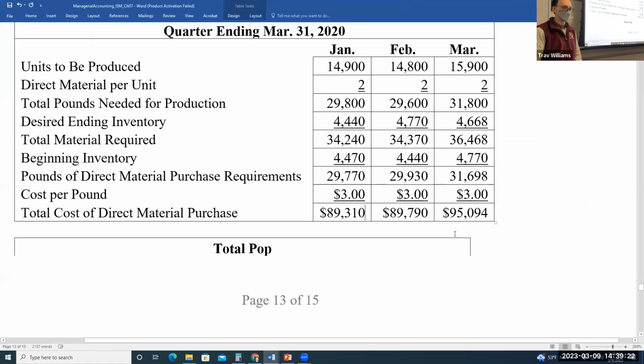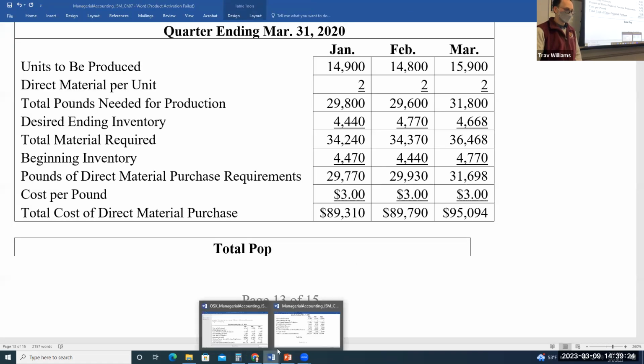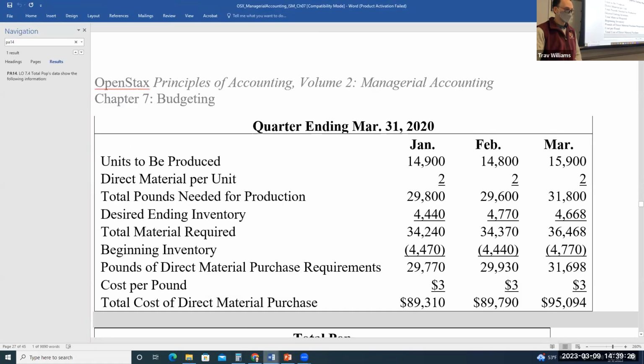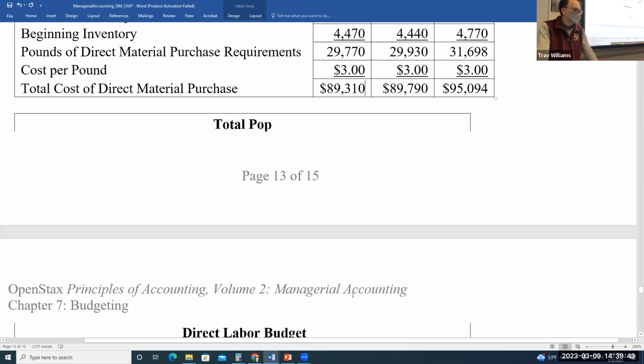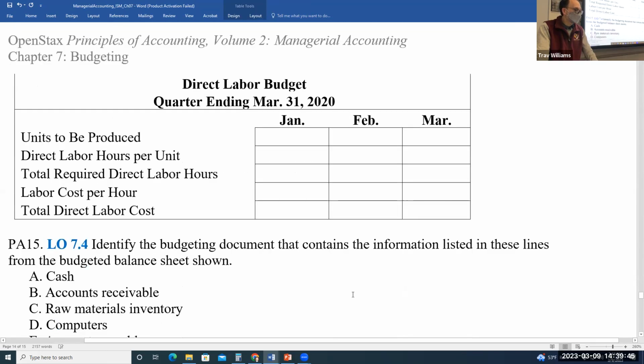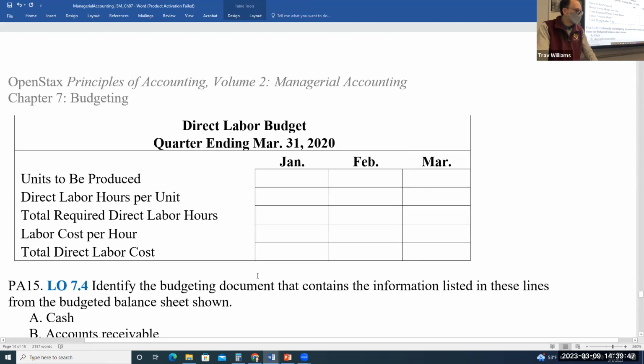89,310, 89,790, 95,094. All right, that is all correct. Okay. Anyone need additional time on that? All right, so moving along, we got our labor budget and we will be done with this problem.